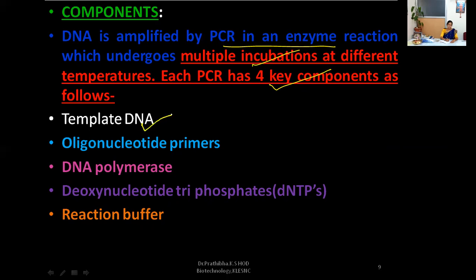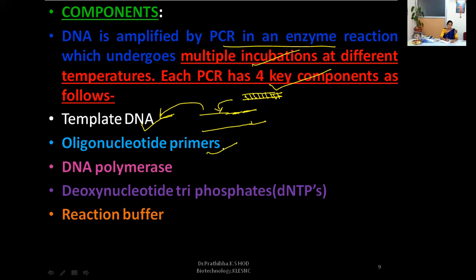The first key component is the template DNA. First there will be a double stranded DNA molecule held together by hydrogen bonds. Once these hydrogen bonds are broken down, you are going to get single stranded DNA. What is this single stranded DNA known as? Template DNA. Once this template DNA is ready, we need oligonucleotide primers.